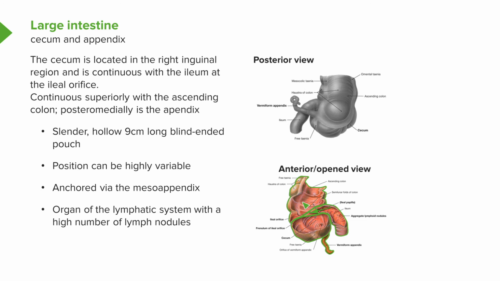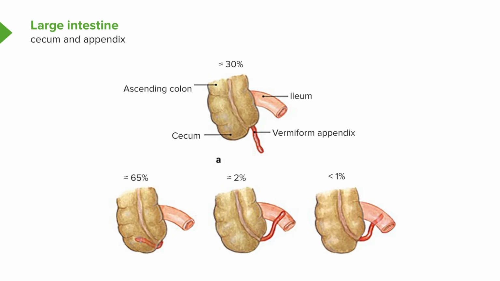The appendix is anchored via a mesoappendix. It's quite a small piece of mesentery, the mesoappendix. And the position of the appendix, as we can see in this diagram here, is incredibly variable. So we can see that even though we open up the right inguinal region, and we should be able to locate the appendix, it may actually need some rooting around to find it, because the tail of the appendix, the kind of tip, can project into numerous different directions.